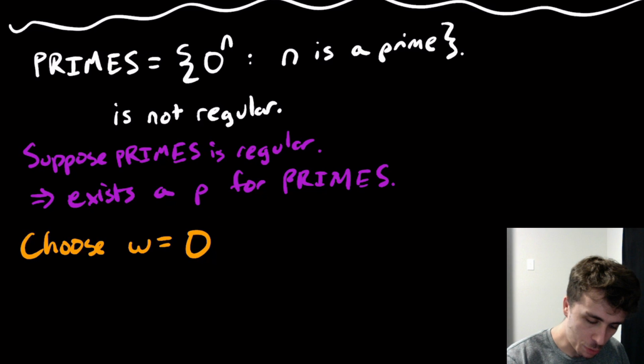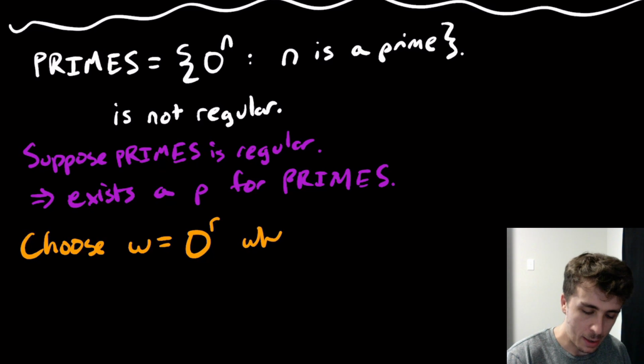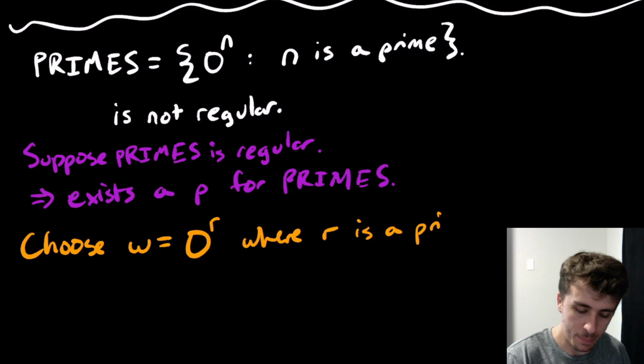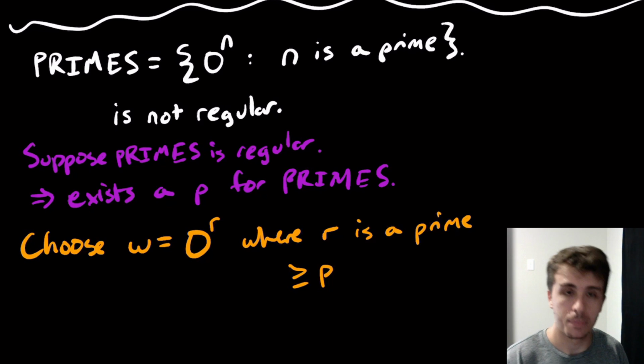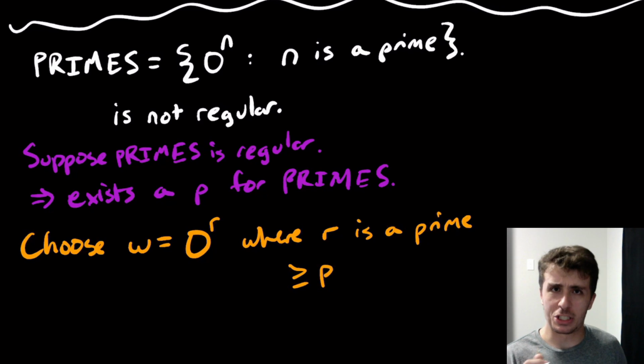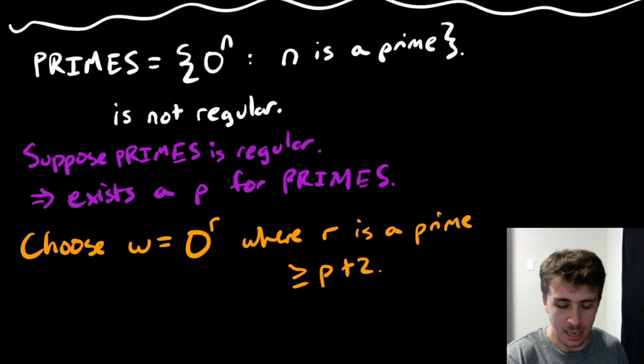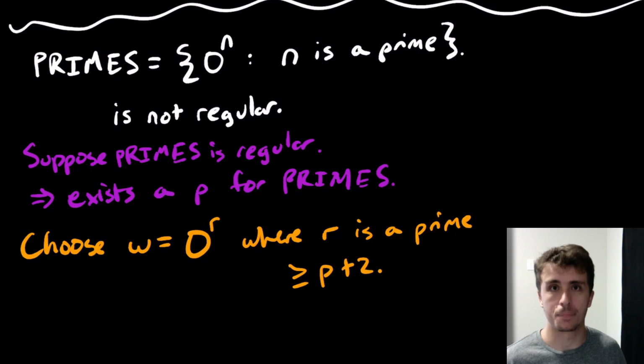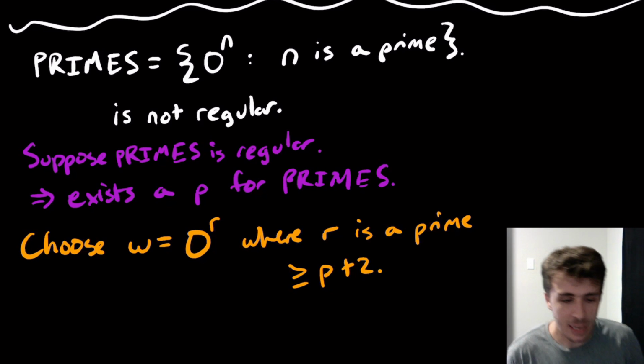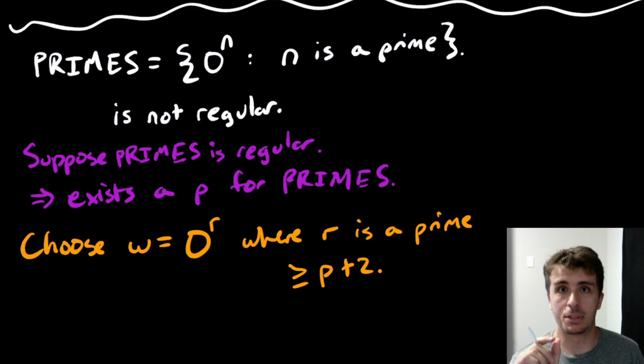So what I'm going to do here is I'm going to pick 0 to the r, where r is a prime at least p. But I'm going to actually make a slight adjustment. And it turns out that it doesn't really matter because, again, there are infinitely many primes. I'm going to pick p plus 2 here. And there's a very good reason for this. So you might actually be able to guess based on this observation.